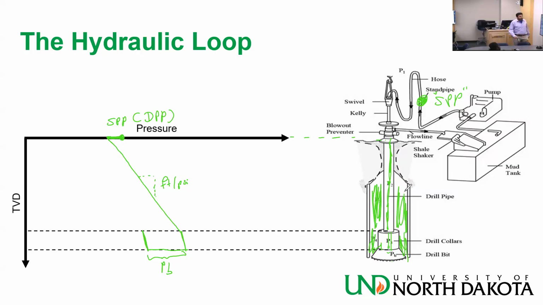I'm going to again lose pressure to height, but also lose pressure to friction. But I know that once I make it out of the well and I'm here, pressure will be zero, right? So I'm going to come back up here, CP equals zero. So I'm going to go basically like this. And that's the hydraulic loop.